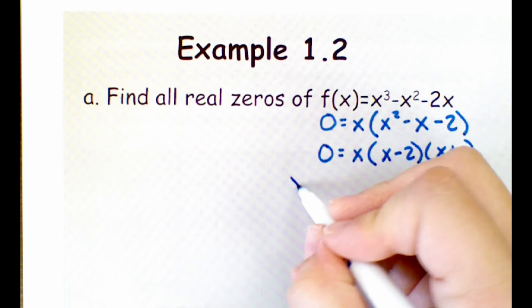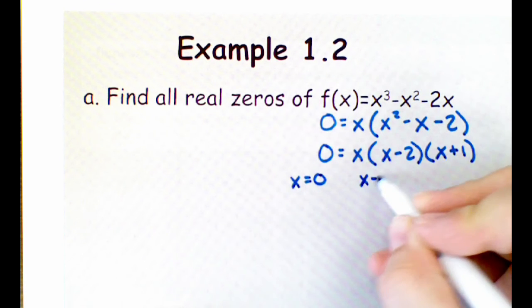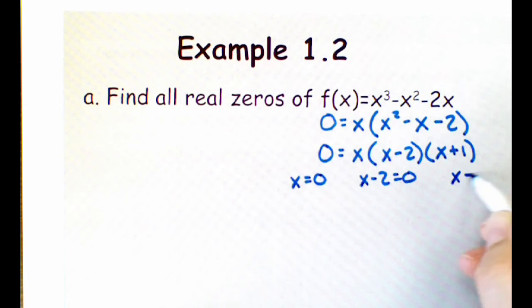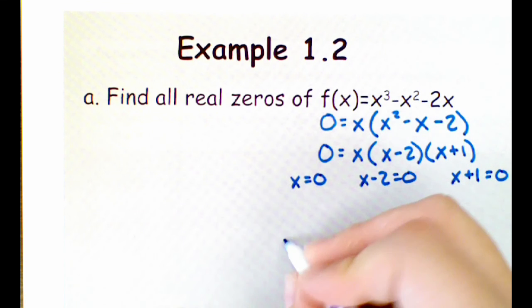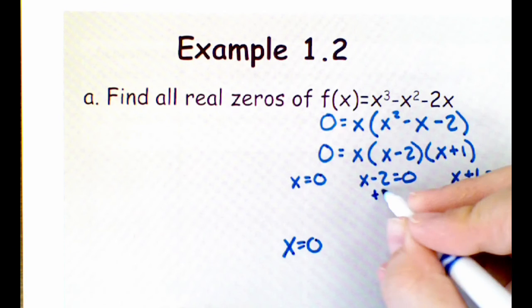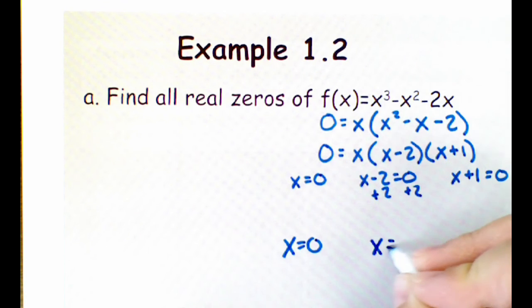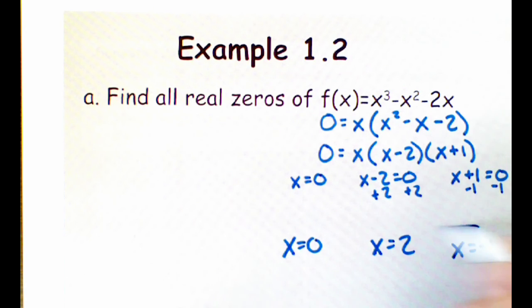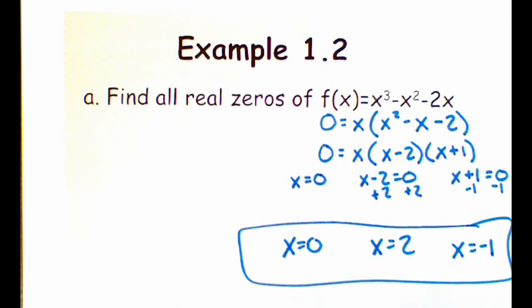Then I set each of those factors equal to 0. I solve. I have x equals 0. I add my 2, so I get x equals 2. And I subtract my 1, so I get x equals negative 1. I have 3 real zeros.